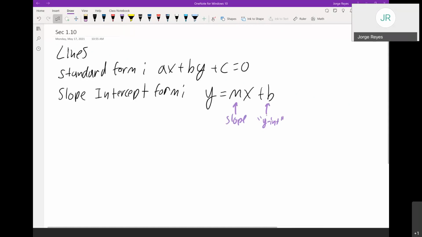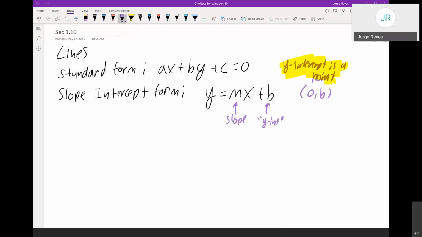Now, a big deal, if you notice I put quotes here, is that the y-intercept is a point. I want to make this a huge deal because this is the number one mistake: the y-intercept is a point. It's (0, b). It's not just b.